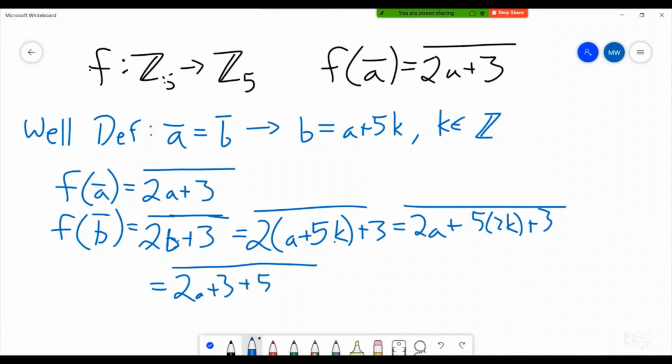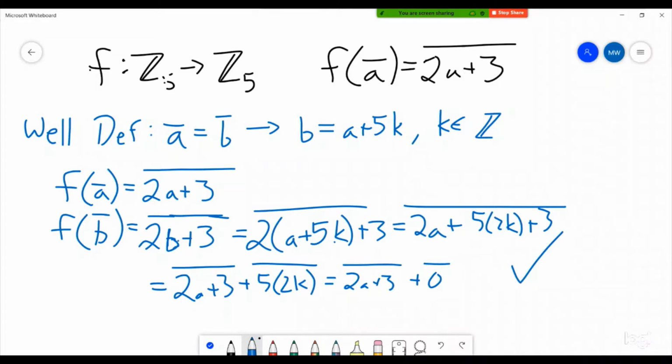And this 5 times 2k can be pulled to the side, so we get 2a plus 3 plus 5 times 2k. And the nice thing about adding things mod 5 is that we can break it up by addition. So this 5 times 2k is what's left over, which can then be simplified as being 2a plus 3 plus the class of 0, because the class of 5 times an integer is the class of 0. And so that is our proof of it being well-defined.